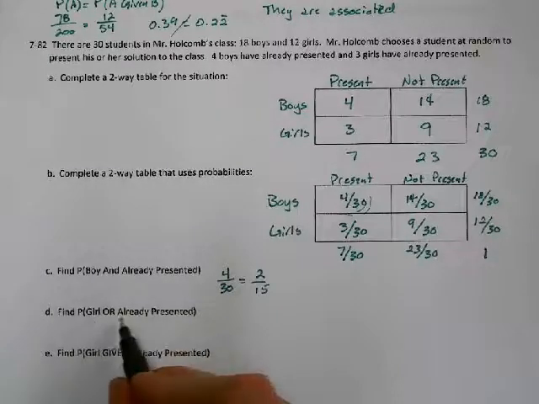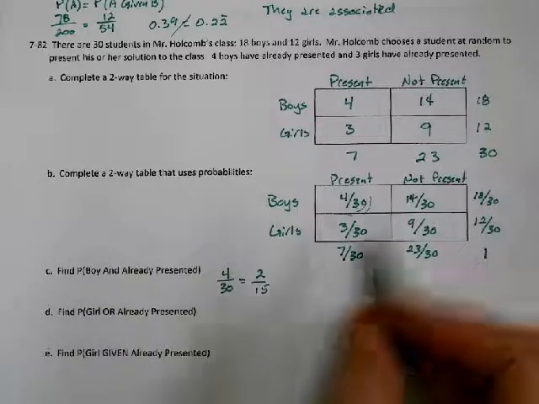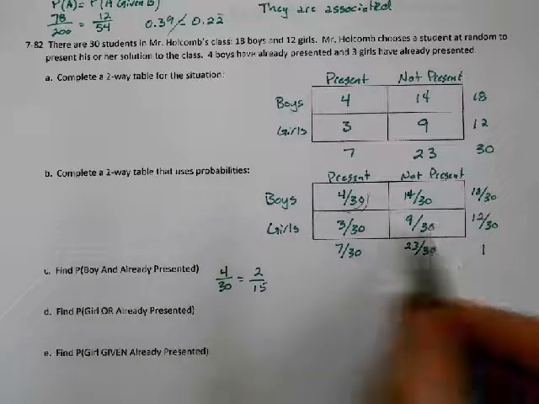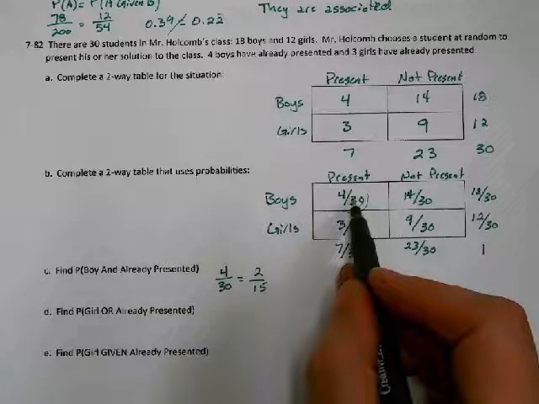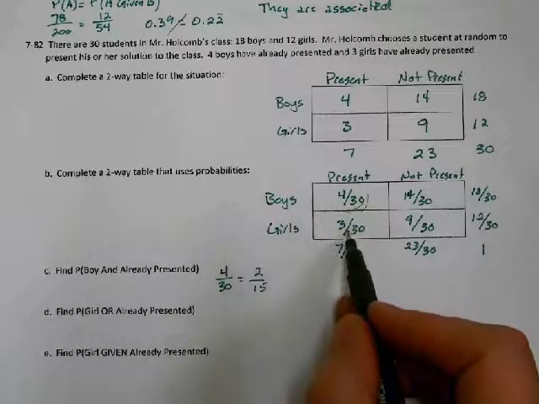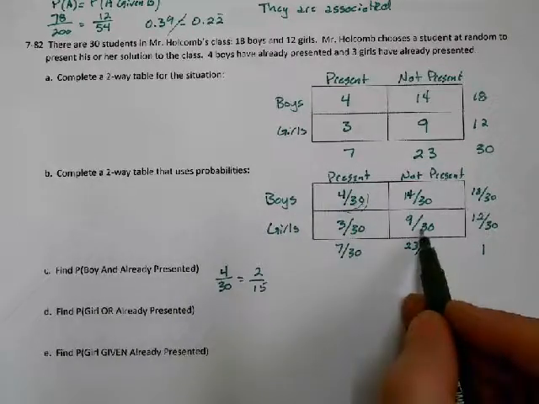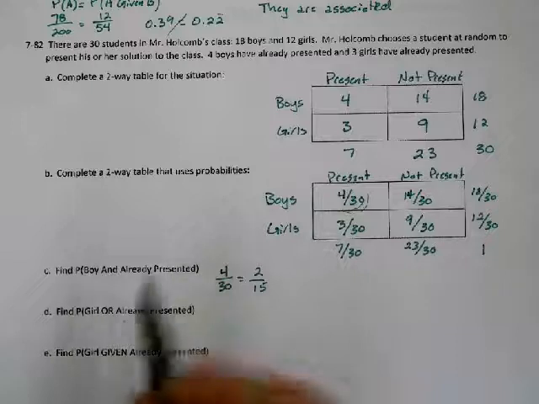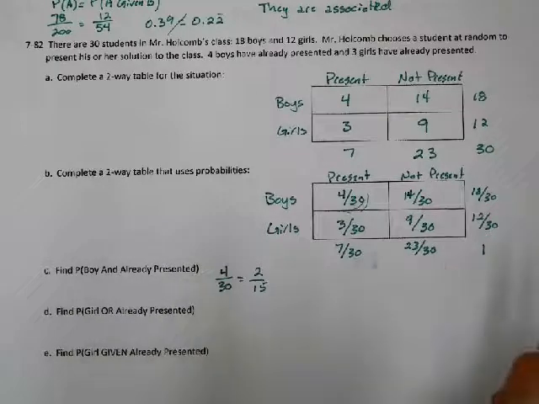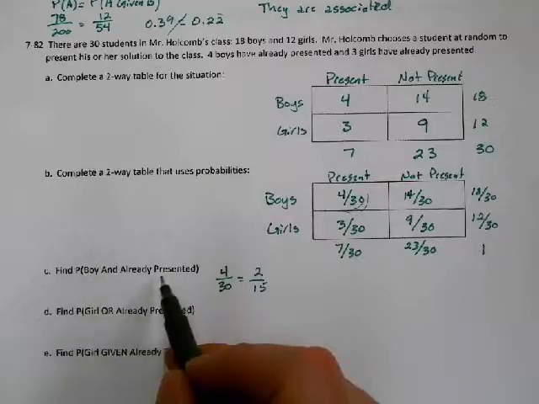Girl or presented. Girl or presented, we're okay with these two probabilities and this one. So boys that presented is okay because they presented. Girls that presented is okay. And girls that don't present are okay because I'm looking for anybody that's presented or anybody that is a boy. So presented or a boy, both of them.